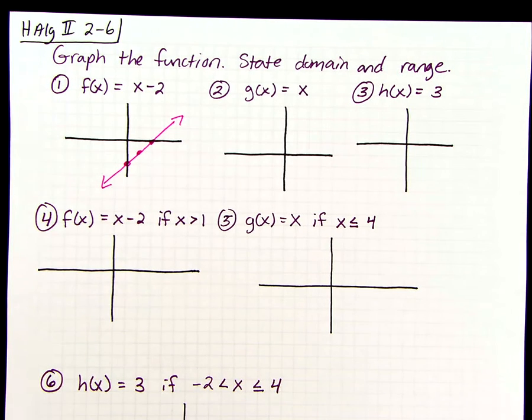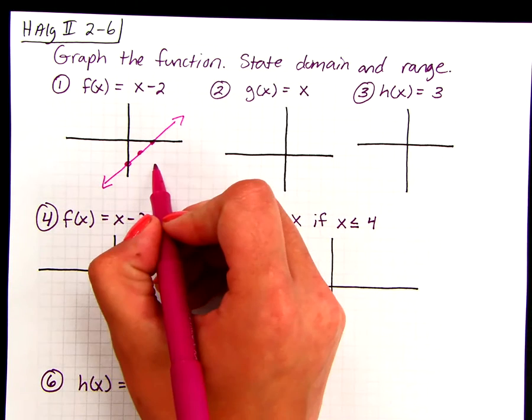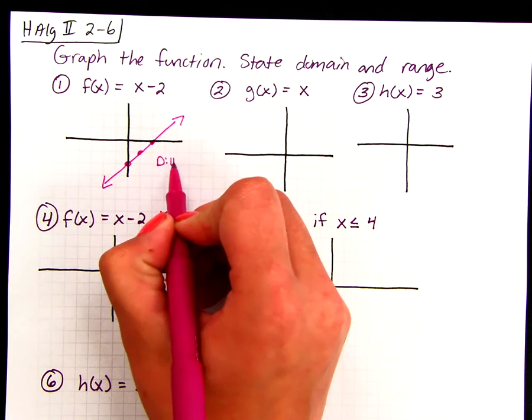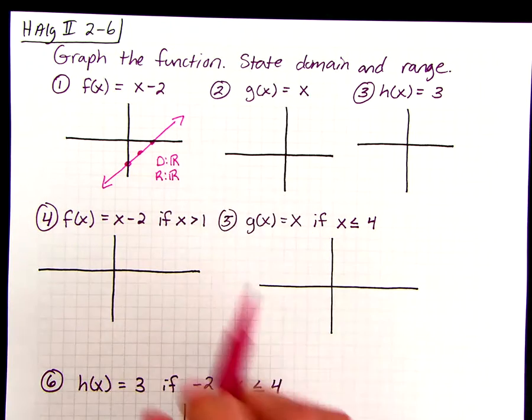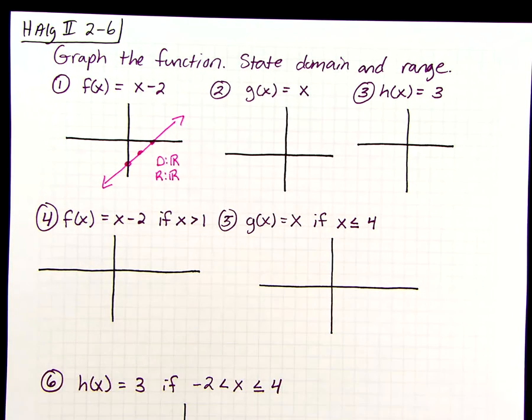And then when I'm looking at this, if we practice domain and range, the domain is all real numbers, and the range is all real numbers, because it's extending in both directions forever without any breaks in the graph.